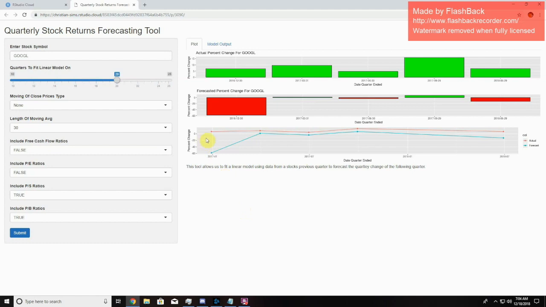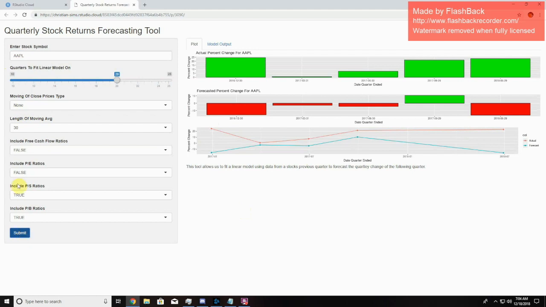Now I'll do a quick demo of the Shiny app to show how it works. At the top of the app, the user may enter any stock symbol they'd like. For this example, we use Apple stock. For the graphs on the right, the top bar graph shows the actual percent change for Apple's stock by quarter. The graph below that shows the forecasted percent change by quarter.